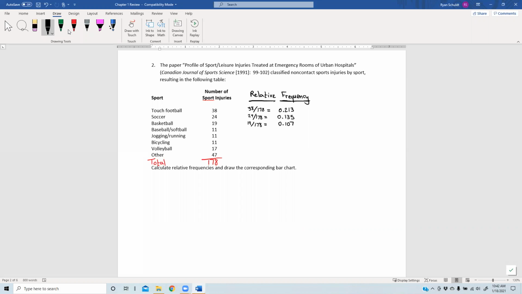And then you would just keep going down through each of these sports, getting their relative frequencies. So I'm not going to talk about each calculation. You do it the same way. You do the number divided by the total, and that gets you your relative frequency. So the next three would be 0.062. 17 would be 0.096, and then 47 is point.